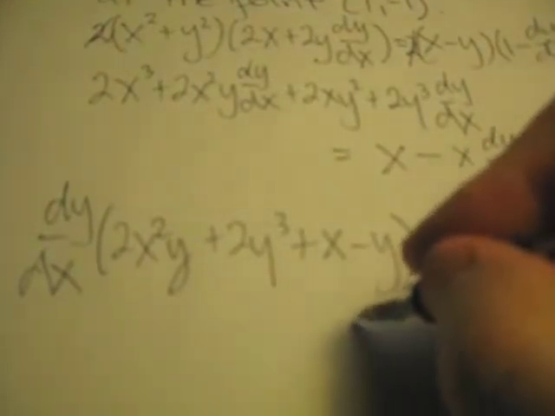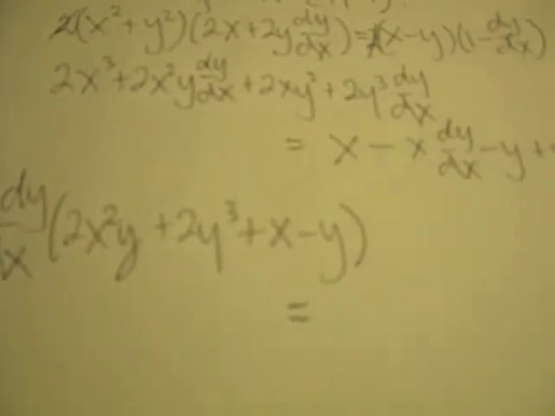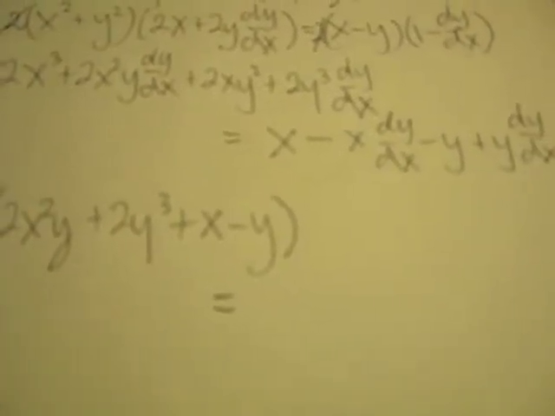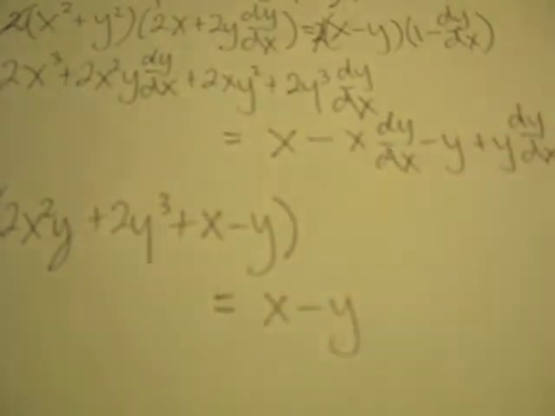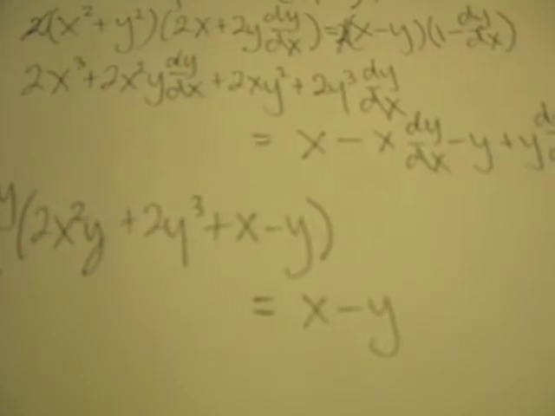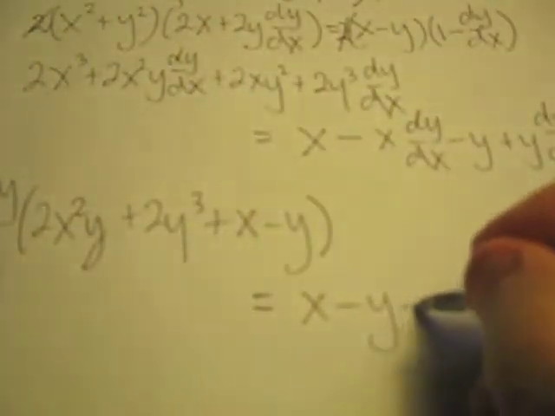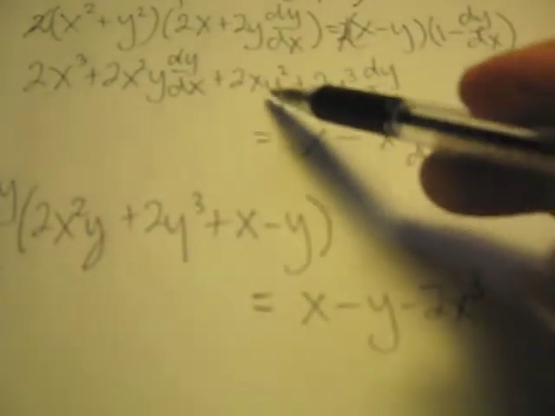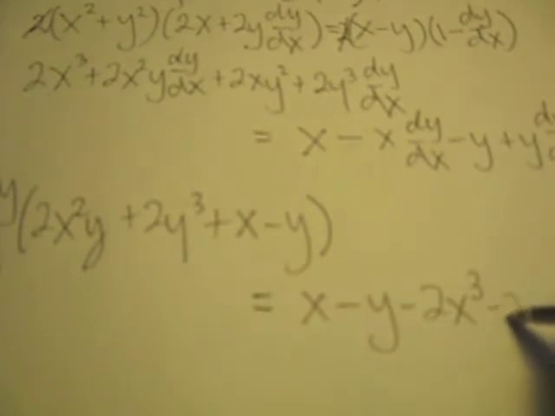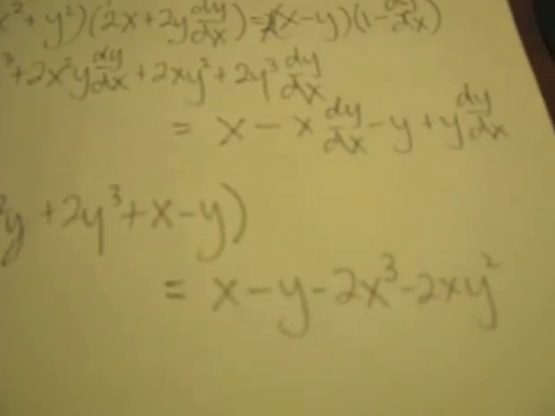Now this will be equal to, we have to get everything else onto the right side. So if you look at the right side to start with, we have x and we subtract a y. Now we're going to need to move this 2x cubed, so we get a negative 2x cubed. We're going to have to move this 2xy squared, so we're going to have a negative 2xy squared. Alright, so there's our right side.